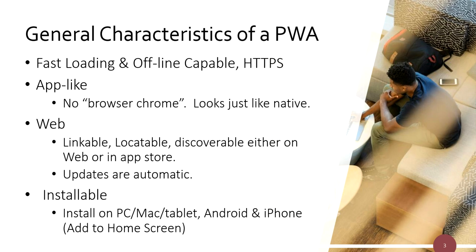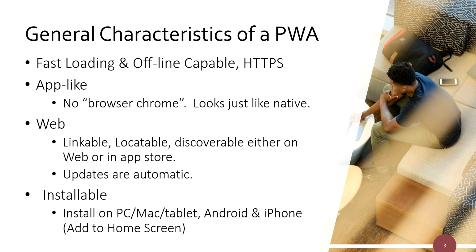So what are we talking about here? Well, there's certain things that need to be in place before you can consider making your app into a PWA. It's got to be a well-designed app. It has to run through HTTPS. It's going to be fast-loading, offline capable to a degree. A PWA is app-like in the sense that it doesn't look like a browser. The browser Chrome is removed. It looks like a native app for the most part, but it is still based on your web application.